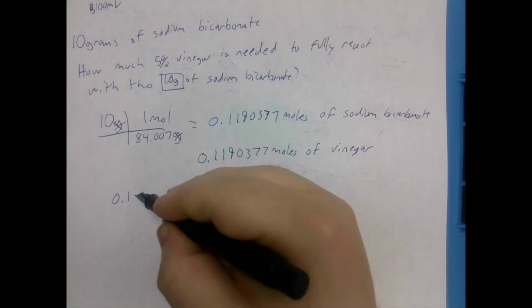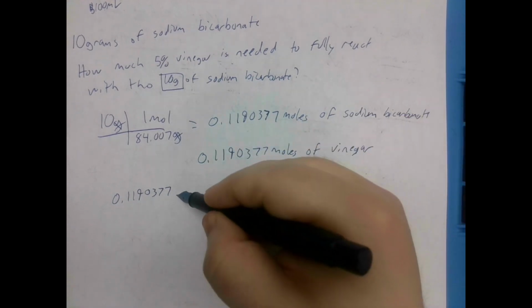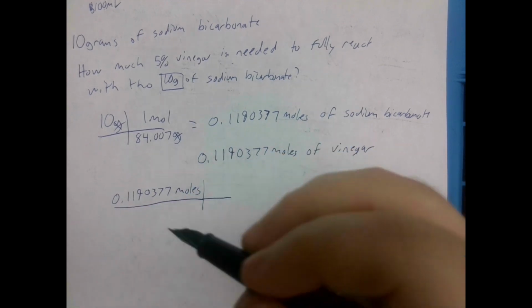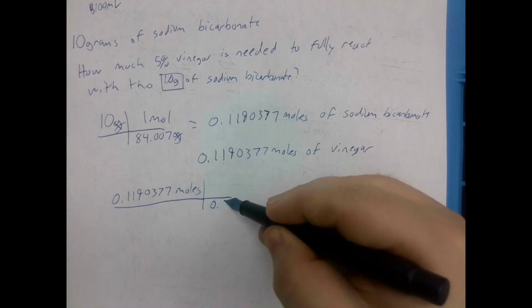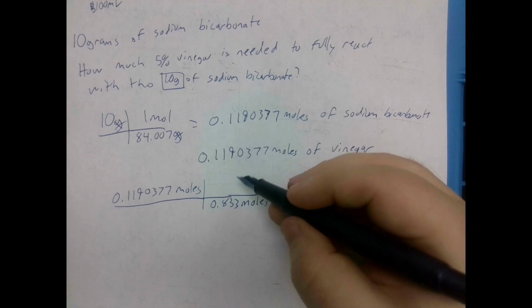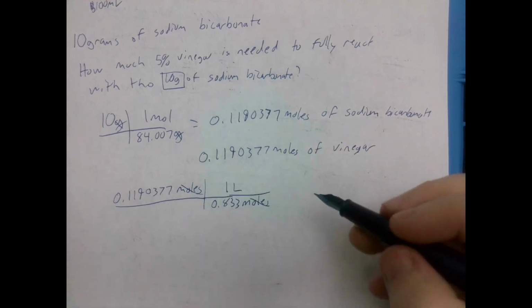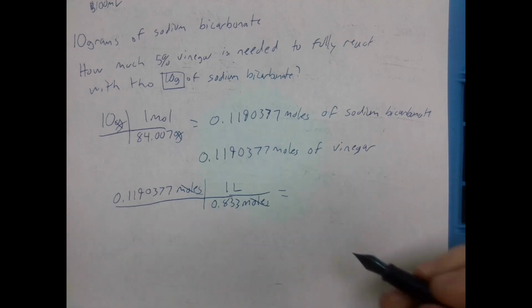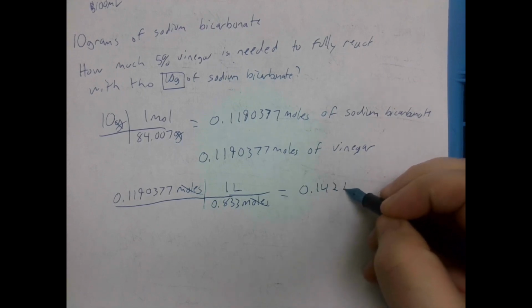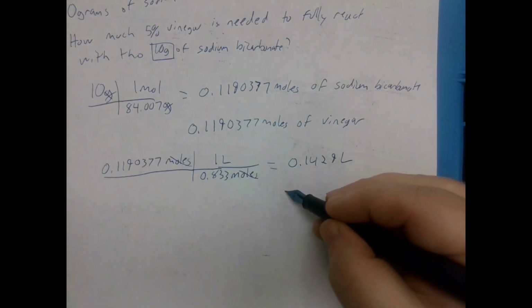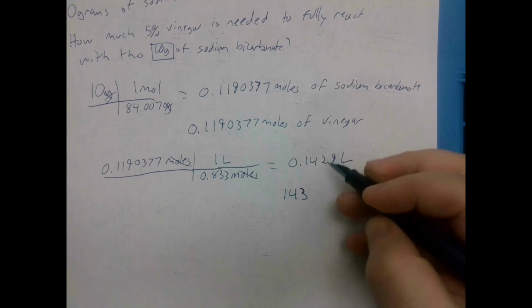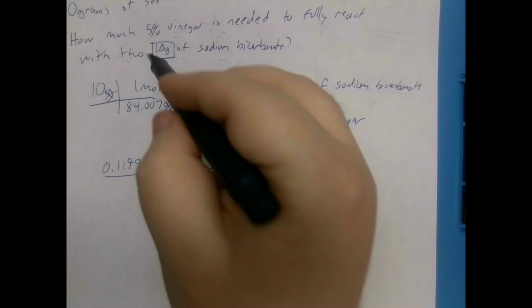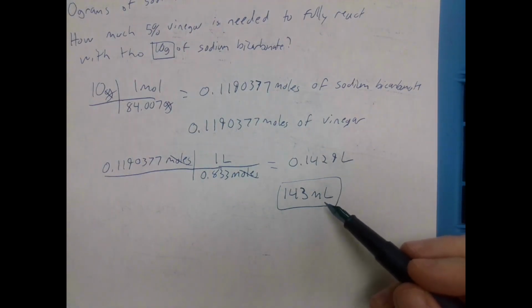So we take this number, and this is where dimensional analysis really is needed, as it's going to be constantly dimensional analysis when working this out. So we have moles. Molarity is 0.833 moles per 1 liter. Moles cancel out and gives us liters. So doing that equation, we get 0.1429 liters. And to make it better, we're going to just turn it into milliliters. So roughly 143 milliliters. So to counteract 10 grams of sodium bicarbonate, we need 143 milliliters of 5% vinegar.